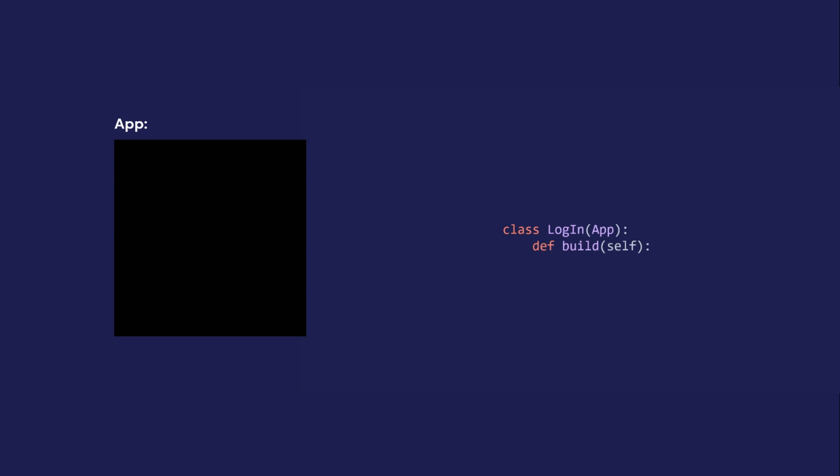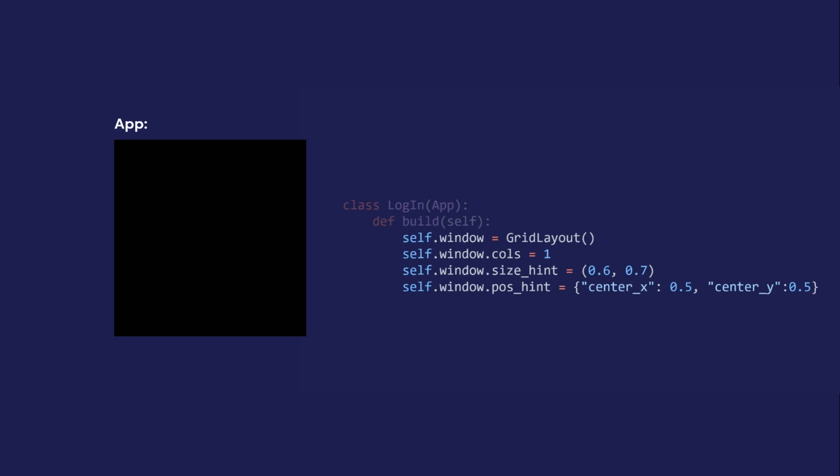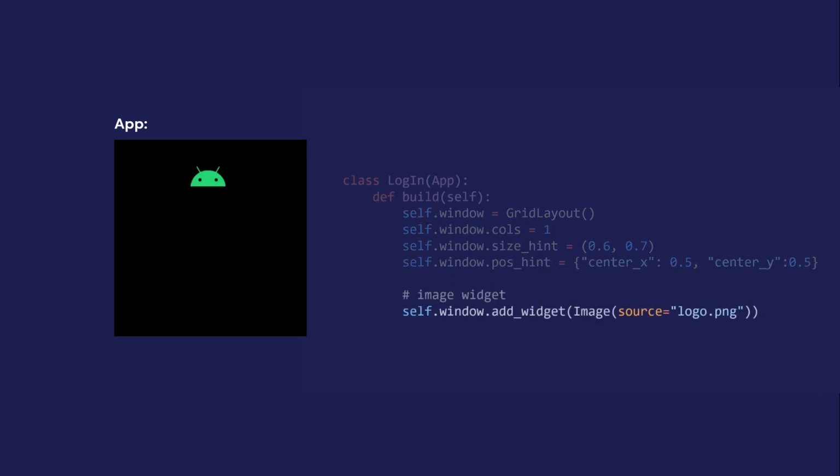To start, we create a grid layout with only one column, so all of our items are stacked on top of each other. We then add our first widget to the page, an image of a logo. Our app page will be made up of lots of widgets added to our login class, which we can add with self.window.addWidget. We'll need to add two text input widgets and their corresponding labels and a button at the bottom to sign in.